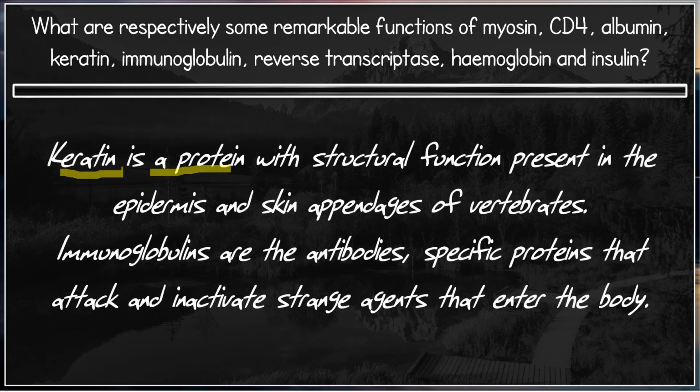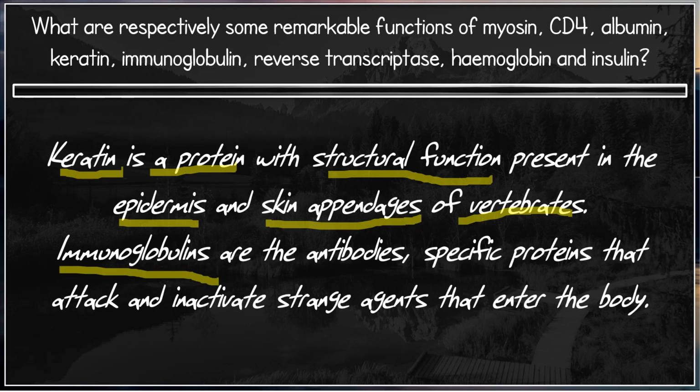Keratin is a protein with a structural function present in the epidermis and skin appendages of vertebrates. Immunoglobulins are antibodies, specific proteins that attack and inactivate strange agents that enter the body.